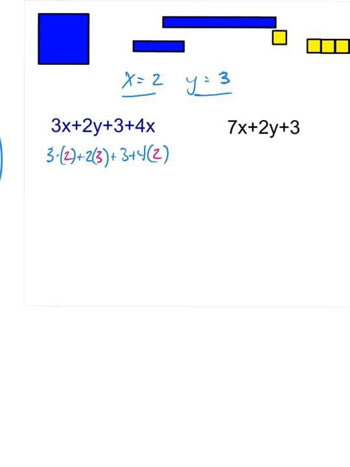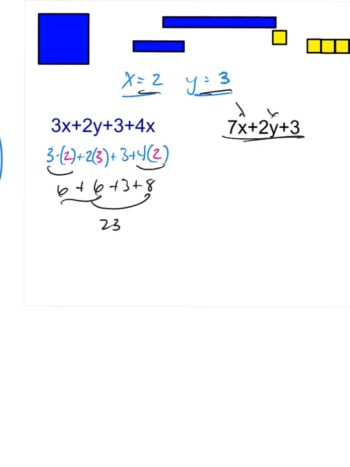So now if we simplify this, we get that this is 6 plus 3 plus 4 times 2 is 8. So this is 12 plus 8, which is 20. So this is 23. Now, if we've simplified this correctly, we should get 23 when we plug x and y into these.